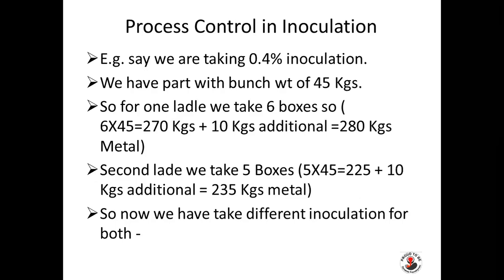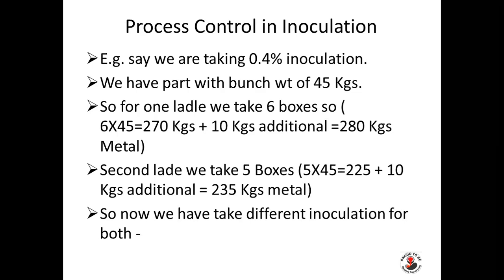Let us take an example here. We are taking 0.4% of inoculation and our bunch weight is 45 kg. So one ladle is taking 6 boxes. So the weight will be 6 into 45, that is 270, plus 10 kg additional metal he is taking for safety. So 280 kg metal will be carried in the first ladle. In the second ladle, 5 boxes he will pour. So the weight will be 5 into 45 plus 10 kg, that is 235 kg.